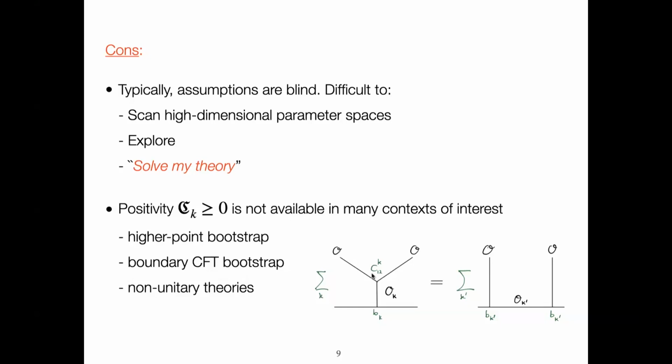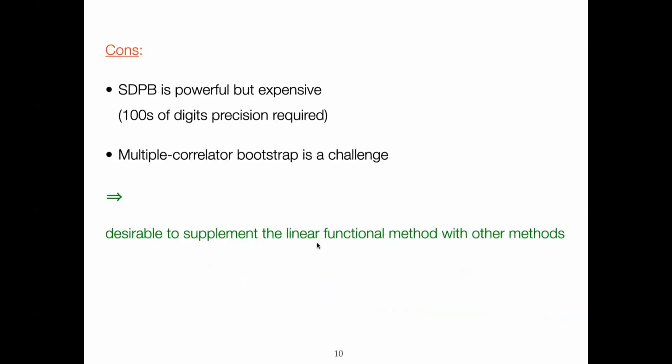Or if you have non-unitary theories that are sometimes interesting, you cannot apply the same method. So there are many, many contexts where you can simply not apply this method. Another disadvantage is that the semi-definite programming methods are powerful, as I said, but they are expensive. I already gave you an example where at each step we had to use 1,000-digit precision, and this is generic. Now you might say, okay, if it works, why do you bother? Maybe you need to stress your computer a little bit more, but it's not like this.